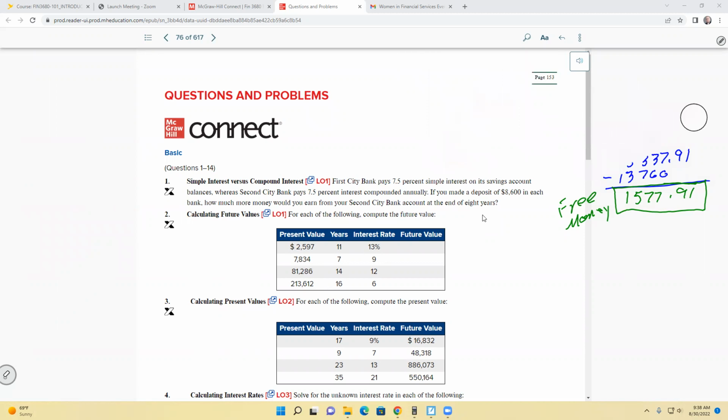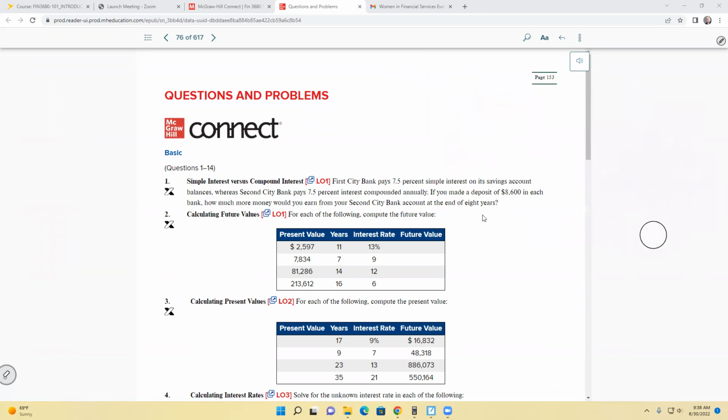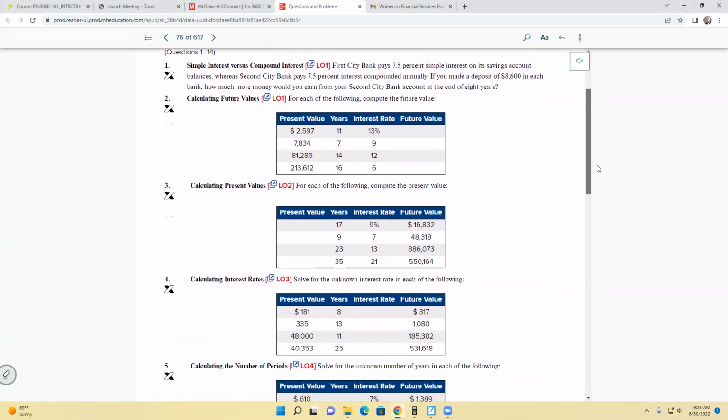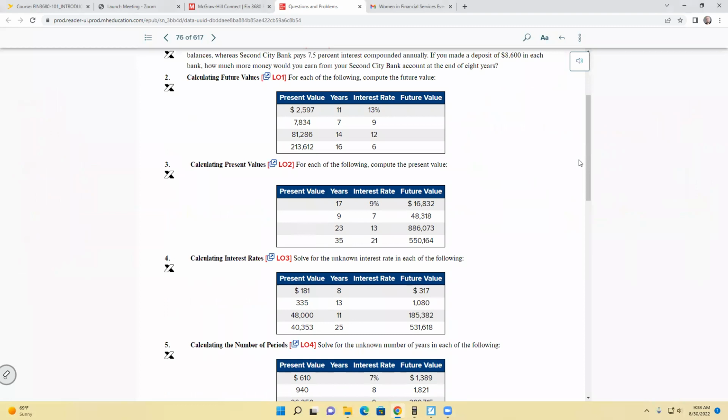Okay, so the next three are nothing but practice with your calculator. I'm not going to go over all of them unless you guys ask, but we won't do them all. So on the first one here, let's do the top one, 2597, 11 years, 13% interest. What's our future value?